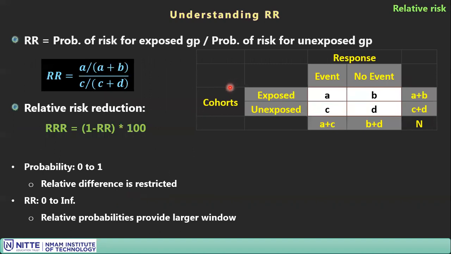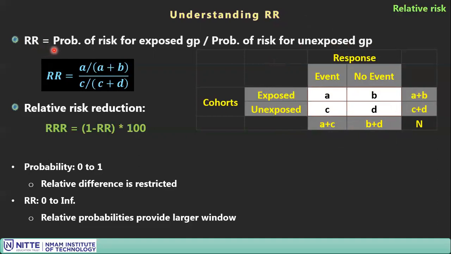Let us see. Based on your experimental conditions, you will be generating a 2 by 2 contingency table, something like this. A, B, C, D are the frequencies that will be entered for the cohorts, exposed versus unexposed. Two cohorts are there, and the outcome, the response, is either event exists or event doesn't exist. You will be writing the sums of the columns and the sums for the rows. So this is the 2 by 2 contingency table that is drawn based on the experimental condition. It's categorical data, so we'll be analyzing categorical data for relative risk estimation.